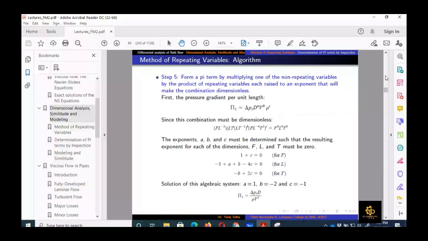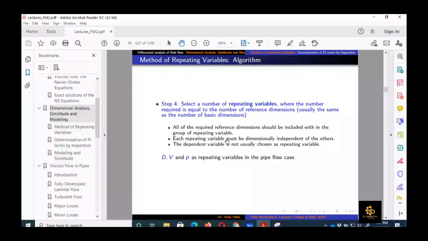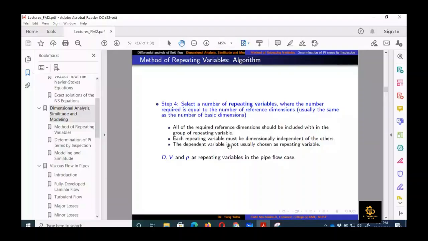The second point, which I have explained earlier, is that each repeating variable must be dimensionally independent of the others. So Mustafa, do you get this? That we cannot select W and H for that problem. Do you understand that? Yes, sir.